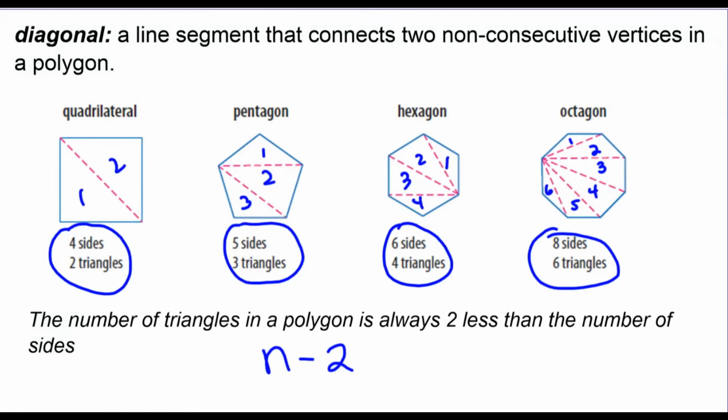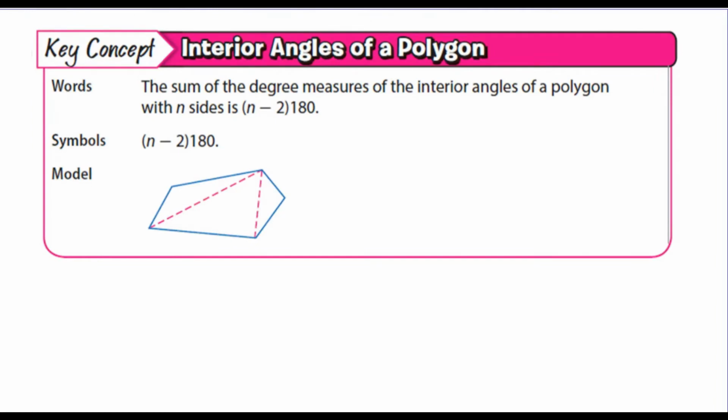So then how do we figure out the total degrees in a polygon? Well, every one of those triangles is going to be 180 degrees. So if we just multiply that by 180, that will tell us how many degrees there are inside of a polygon. So that's our interior angles of a polygon. It says the sum of the degrees of the interior angles in a polygon with n sides is always n minus 2 times 180. N minus 2 times 180 will tell us how many degrees there are in any polygon without having to have a picture of it.